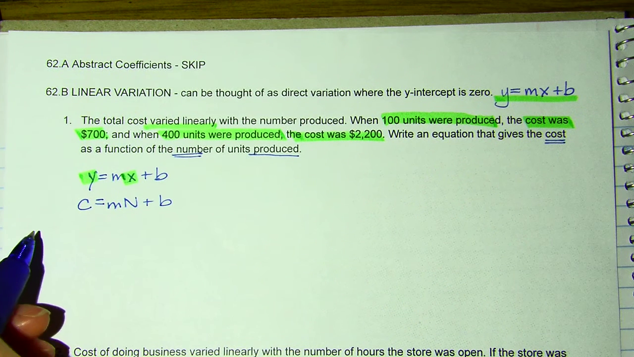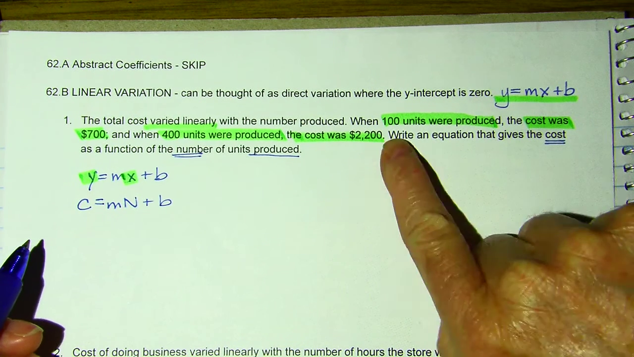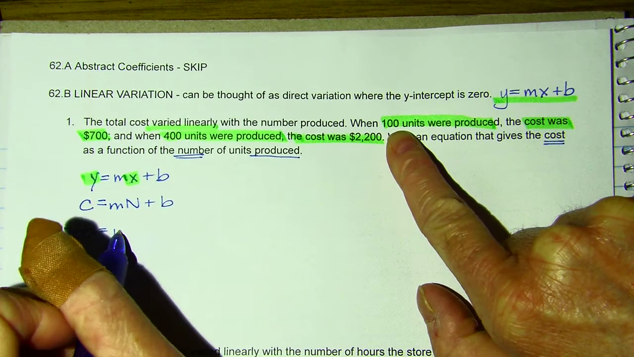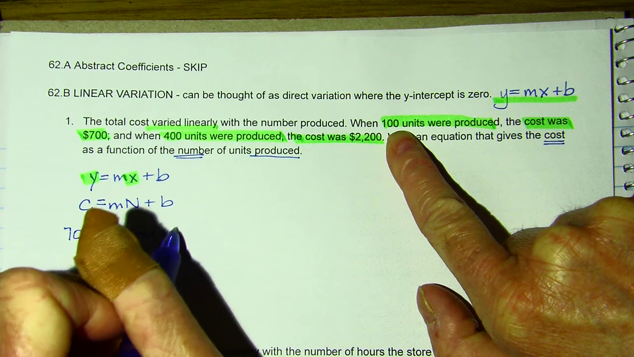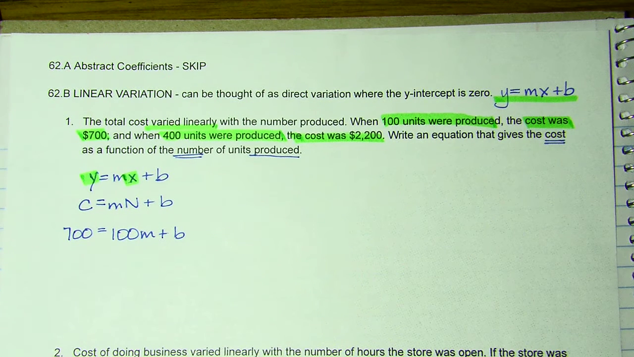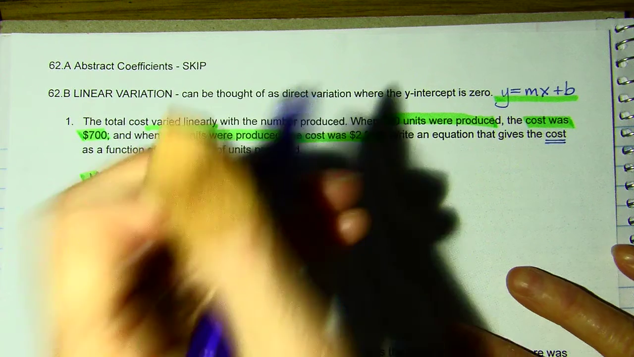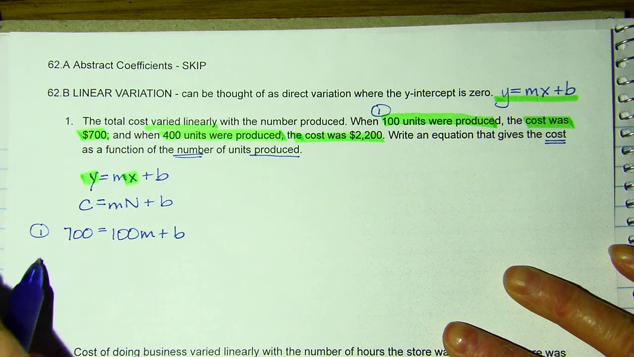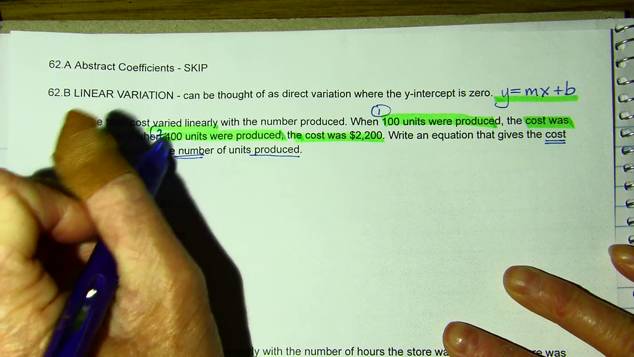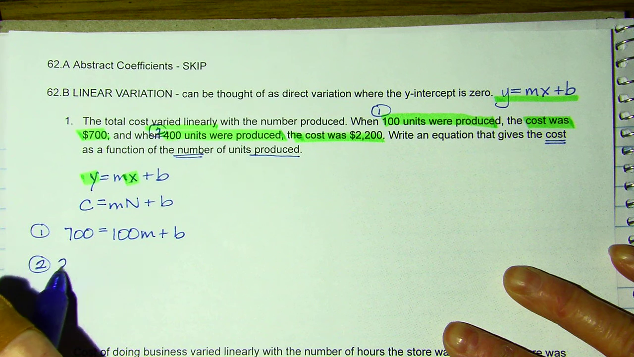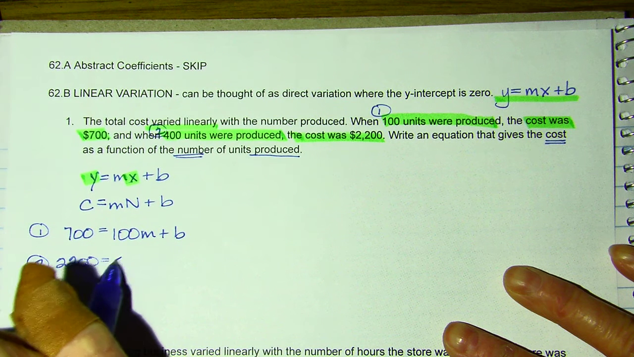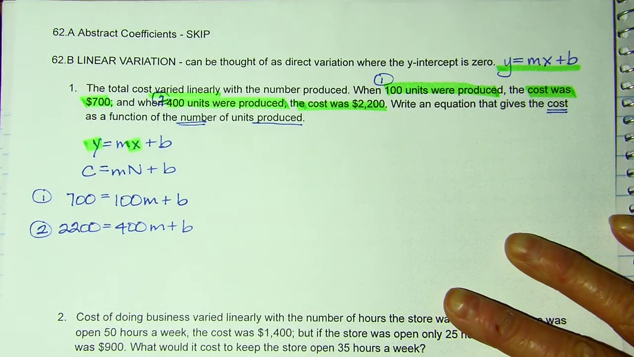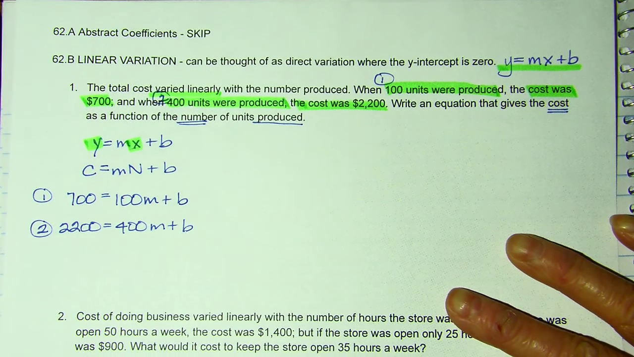Now I'm going to write a system given what they have told me. So this says the cost was 700 when 100 units were produced, and I should probably rewrite that. But notice I've written an equation for the first sentence. And now I'm going to write another equation for the second part. So when the cost was 2,200 when 400 units were produced. So there is my equation, and now we're going to solve. I'm going to solve using elimination.